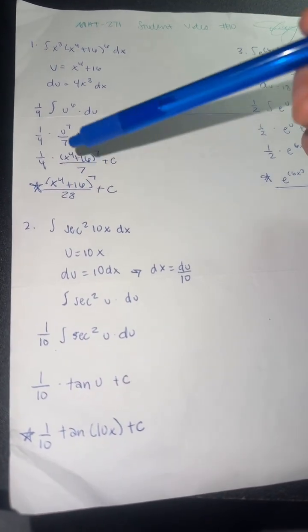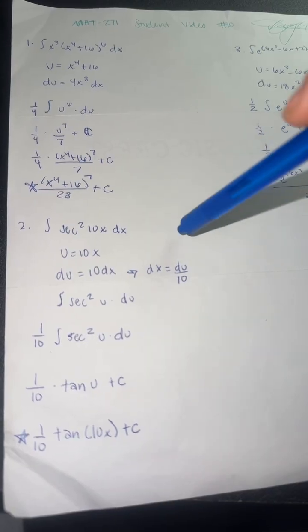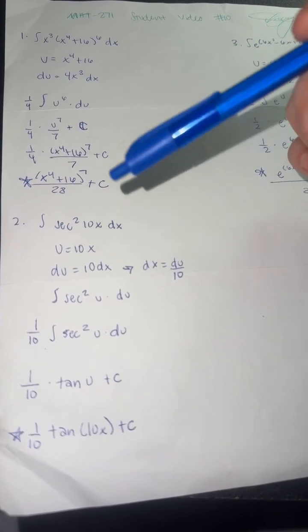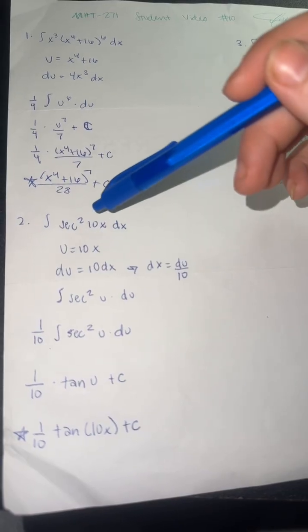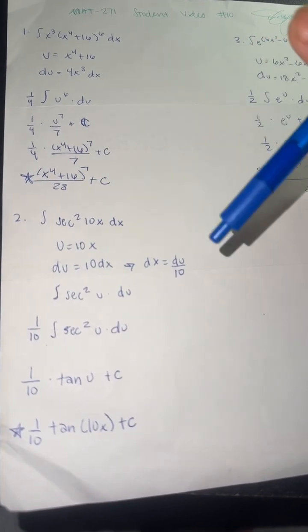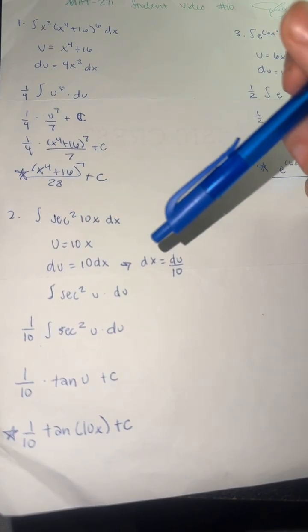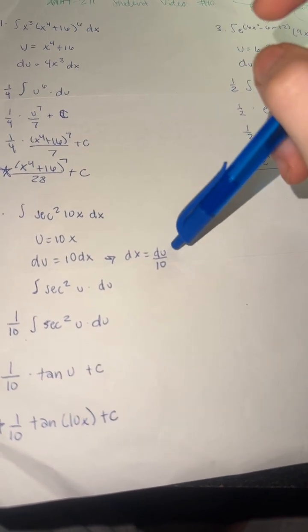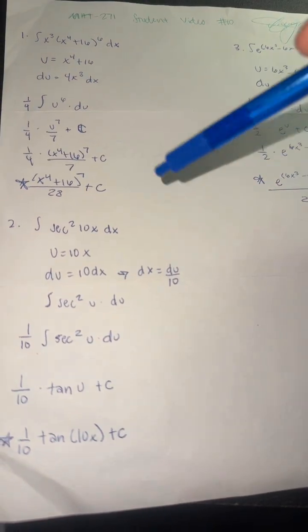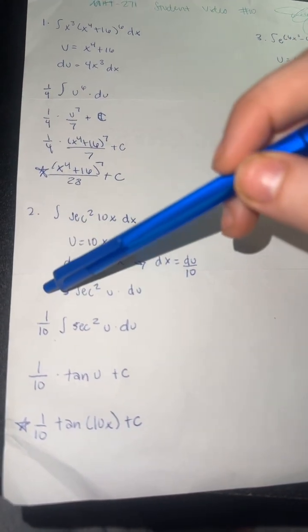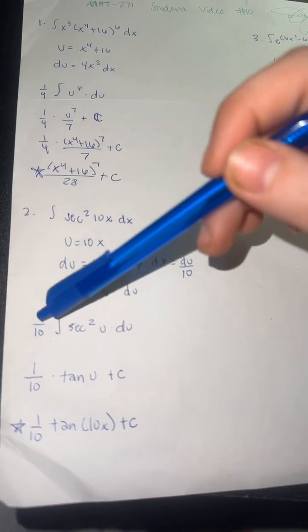So for number 2, we've got a trig problem, but it's going to be the same kind of process. We're finding the integral of secant squared 10x dx. Same thing, you find your u, which is 10x in this case, and then your du is 10 times dx. Then I found that dx equals du over 10, or 1/10 times du, because we're going to use that same process and bring that 1/10 out to the front.